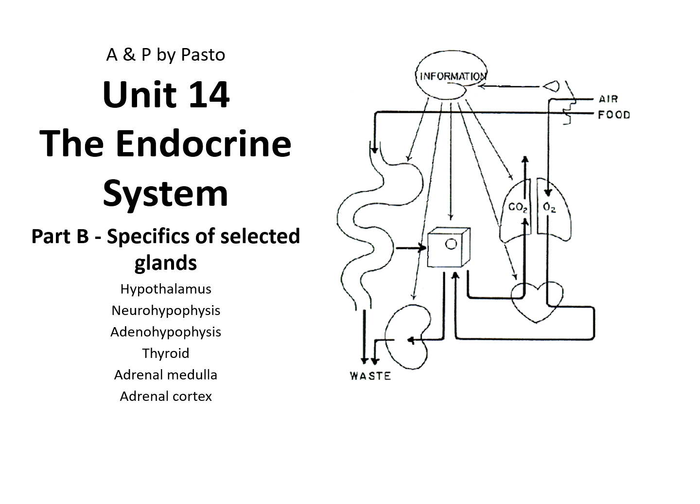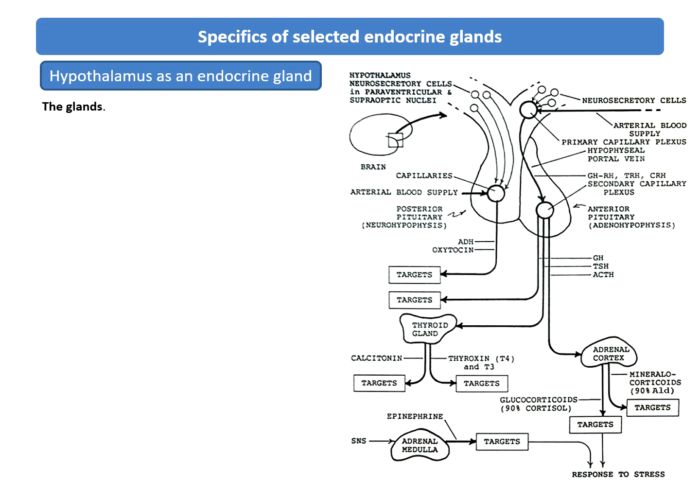Now let's look at Part B of the endocrine system, specifics of selected glands. Now these are not all the glands of the endocrine system. These tend to be those that have body-wide functions. Glands that are associated with specific organ systems, such as the urinary system, will be covered when that system is addressed. Let's look now at specific glands.